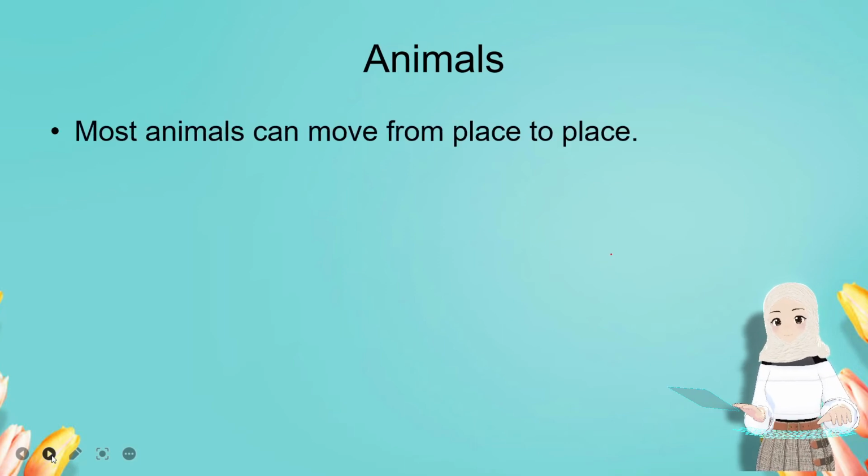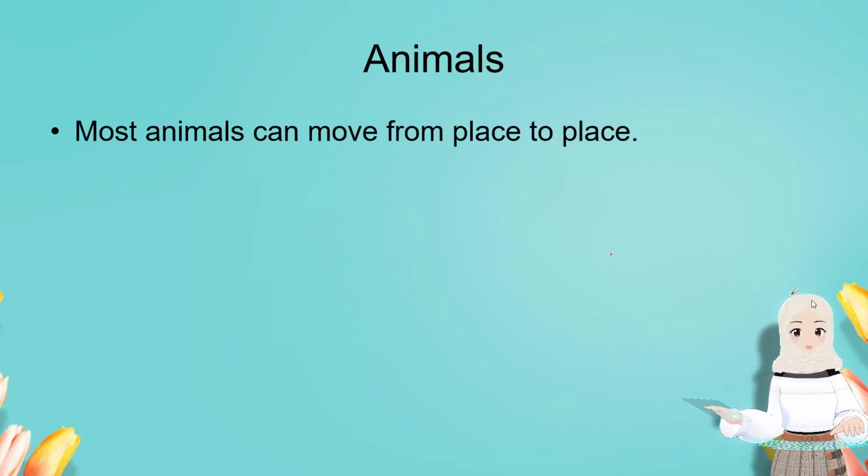Animals. Most animals can move from place to place. So animals, if you think of any of them like cats or dogs or fish, dia boleh bergerak ke sini ke sana. That's what it means, move from place to place. Bergerak dari satu tempat ke satu tempat yang lain.